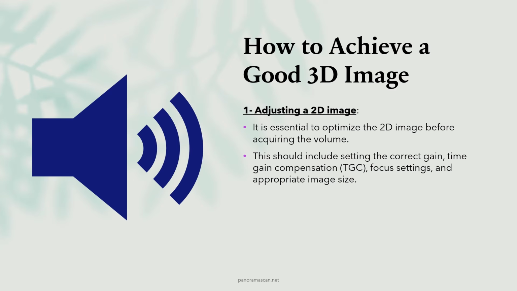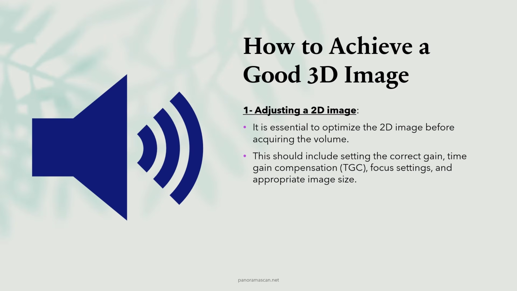By adjusting the TGC, the user can avoid overly bright or dark areas in the image, enhancing uniformity and detail throughout the scan. It allows for consistent visualization of structures, particularly in areas where shadows or enhancement might otherwise obscure important features. Focus is critical for obtaining a sharp image.